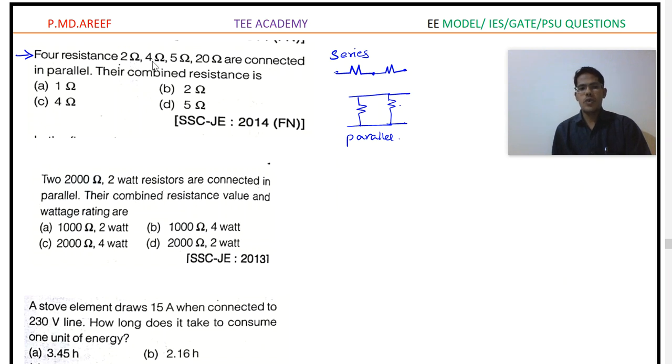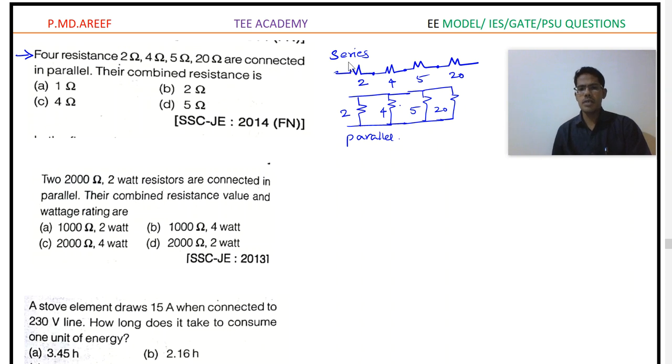2 ohms, 4 ohms, 5 ohms, 20 ohms. They are connected in parallel, meaning they are connected like this. So 1, 3, then another resistance here, there are 4 in total: 2 ohms, 4 ohms, 5 ohms and 20 ohms. Suppose if they are connected in series like this. So series means 2, 4 ohms, 5 ohms, 20 ohms. Okay. Now what is the equivalent value here?